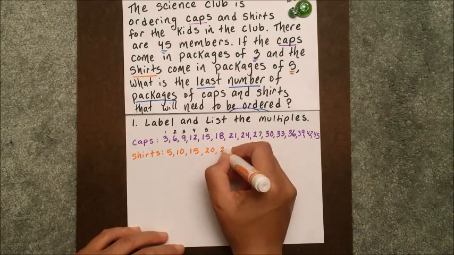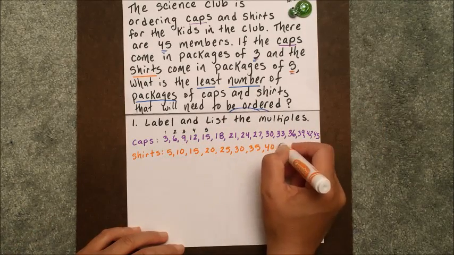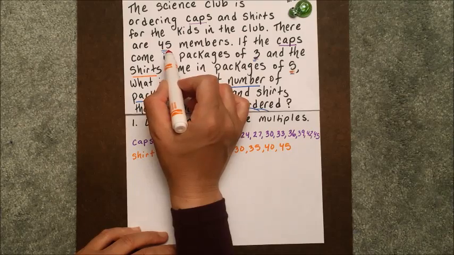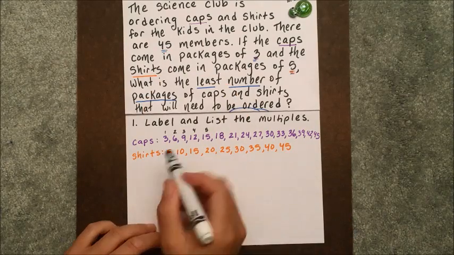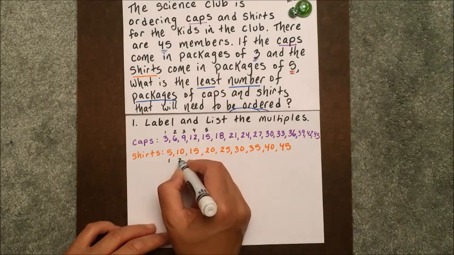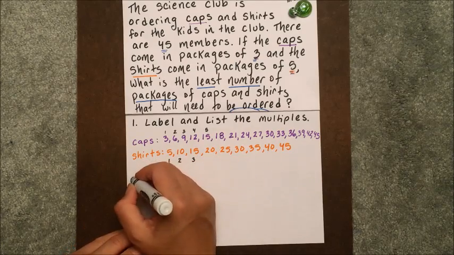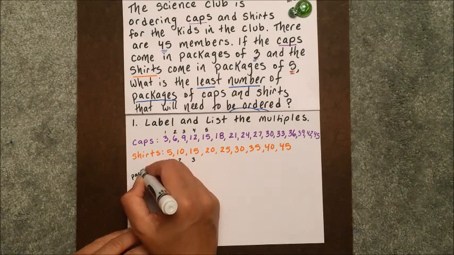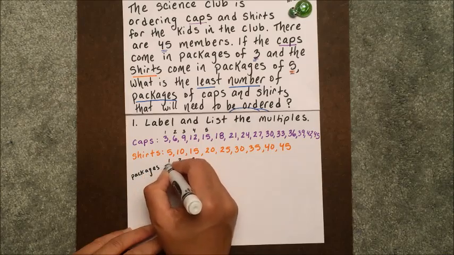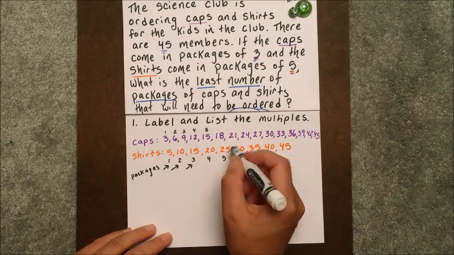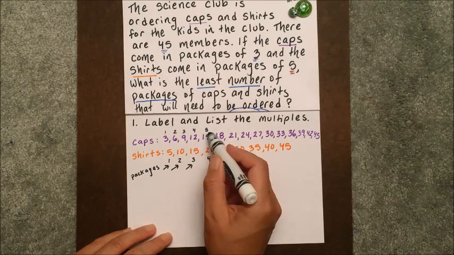So when we do our shirts, well, shirts come in packages of 5. So we'll list out all of the multiples of 5 up to 45, because we know we need that many for our members. And then we see, okay, how many packages do we need? So again, one package has 5, 2 packages have 10, and we keep doing that to find out how many packages we need all the way up to 45.